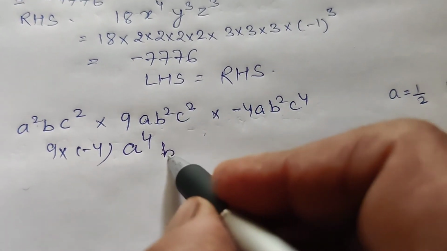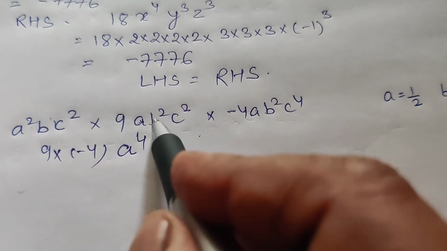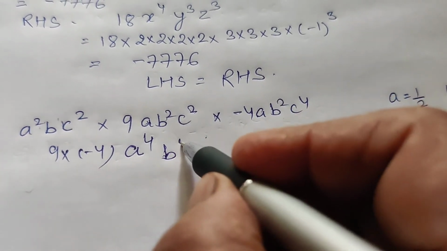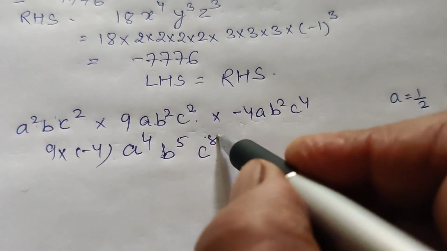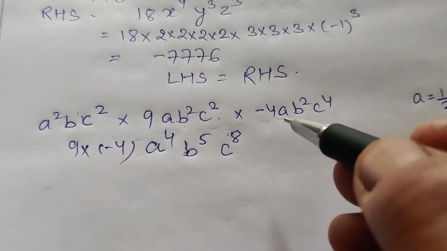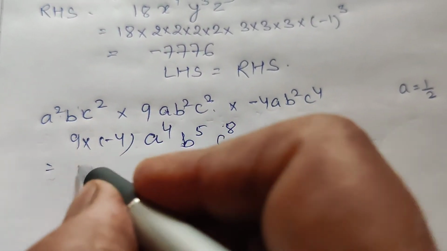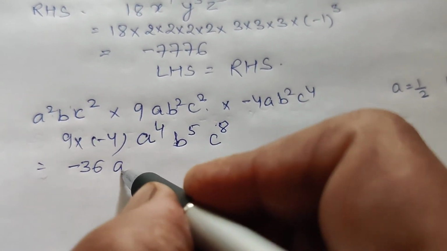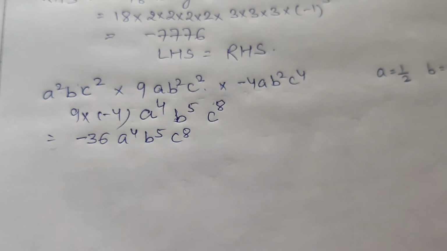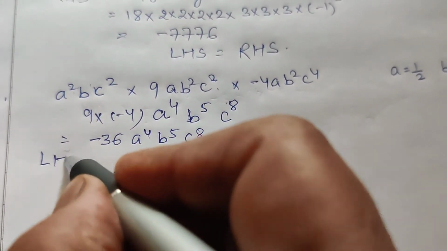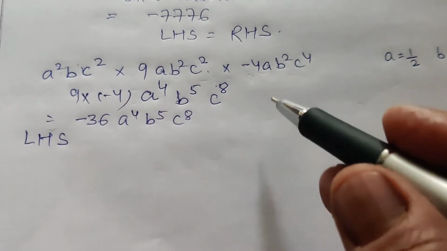And B power 1 plus 2 plus 2 means 5. And C 2 to 4 or 4, 4, 8. Just add the powers of the same variable. Answer is minus 36. A raised to power 4, B raised to power 5 and C raised to power 8. Now verify. Verify means put the values in LHS.